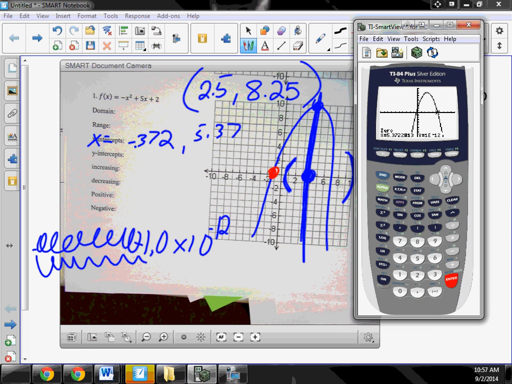Okay. What would the y-intercept be here? Well, look at the equation. If I plug a 0 in there and a 0 in there, what am I left with? 2. So the y-intercept is 2. And actually, this number here will always be the y-intercept every time.